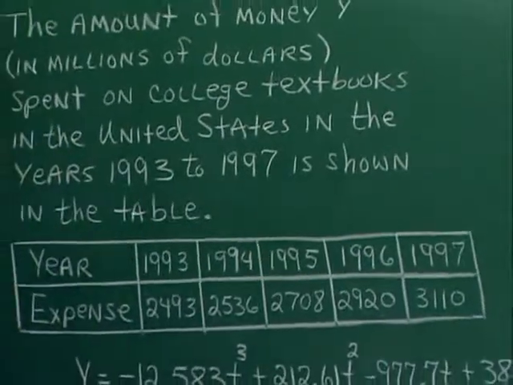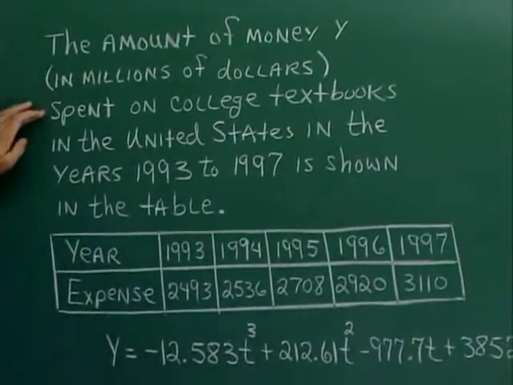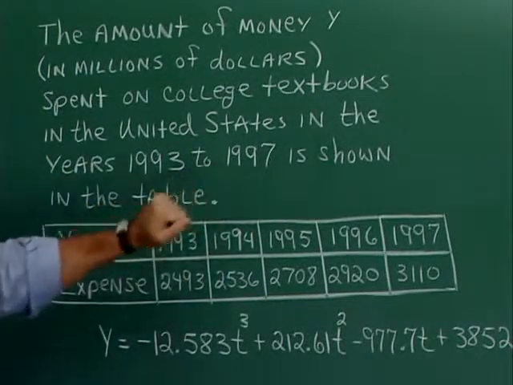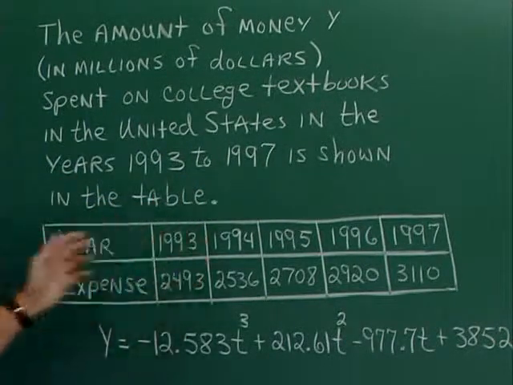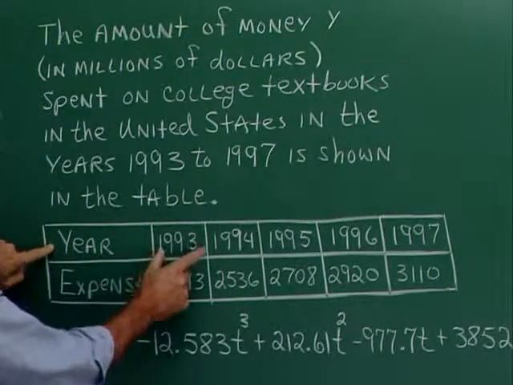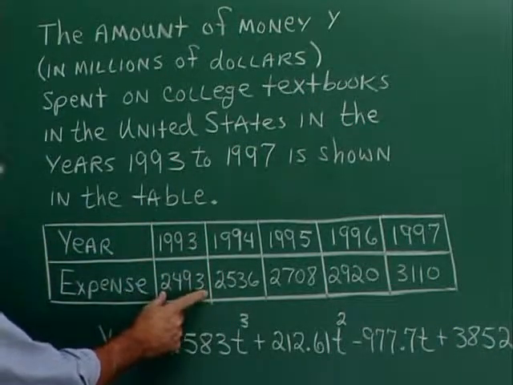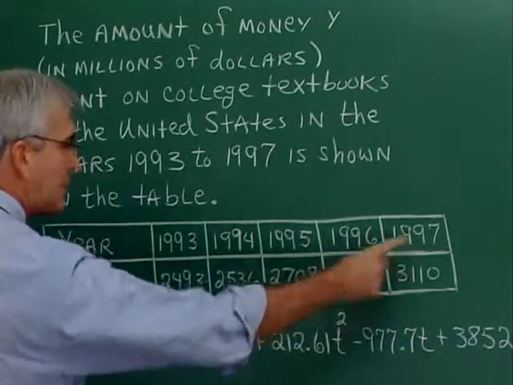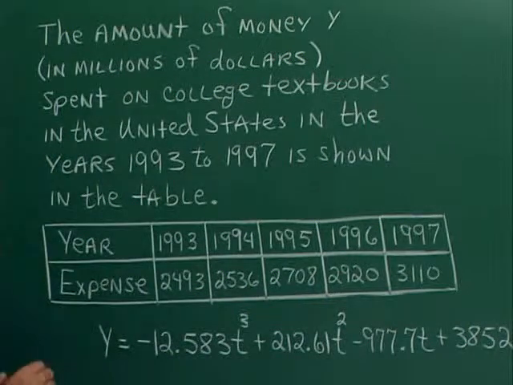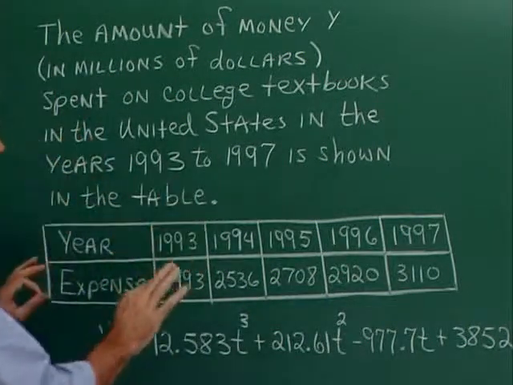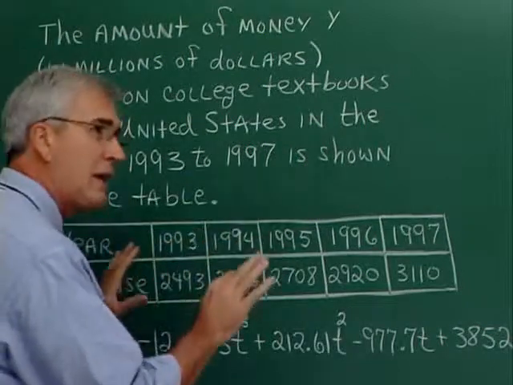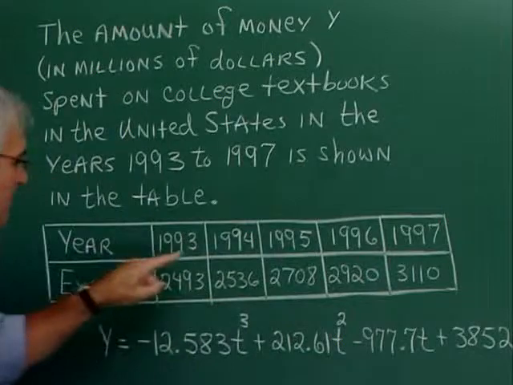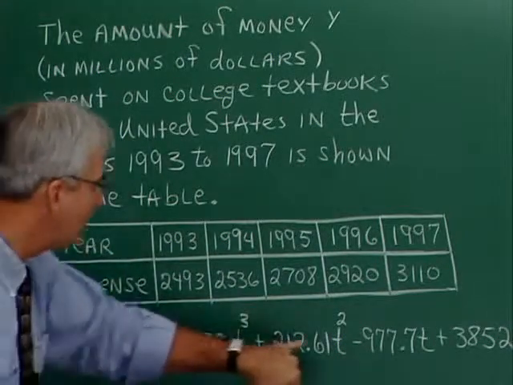It says the amount of money Y in millions of dollars spent on college textbooks in the United States in the years 1993 to 1997 is shown in the table. Now here's the table. So in the year 1993, this many millions of dollars were spent on textbooks. And in 94, this number, 95, 96, 97. Now, it turns out that we can go through a process of developing an equation whose graph best fits this information. And here's that mathematical model.